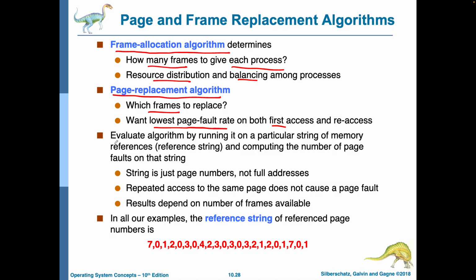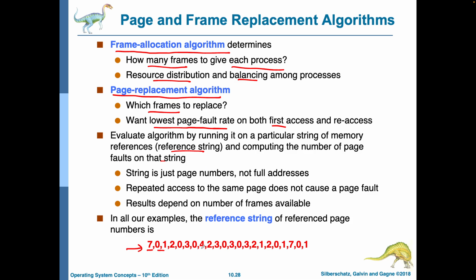Then we need some means to evaluate the algorithms. How we do so is we run the algorithm on a particular string of memory references. We call it a reference string, and then compute the number of page faults on that string. Here is the example we are going to use. These are reference strings, not actual addresses. Page 7, page 0, and the like.